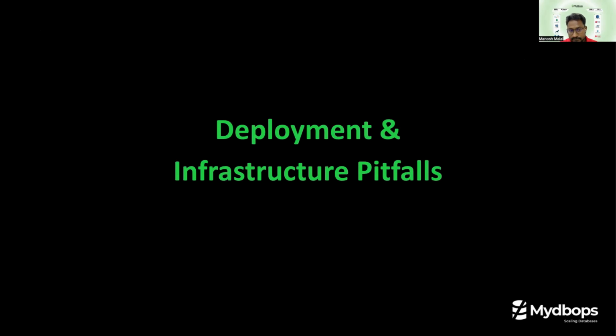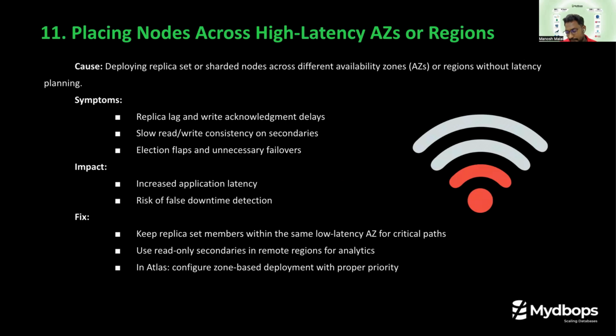Deployment and infrastructure pitfalls. In AWS or any cloud provider, there is an availability zone, and you can put your nodes in different AZs. But the problem is that when you place your nodes in different AZs and the application reads data from a node in a different AZ, you will have query latency. So you need to design your architecture to read data from the nearest node. This kind of setting needs to be considered in your driver settings, otherwise you will have application latency and other problems.